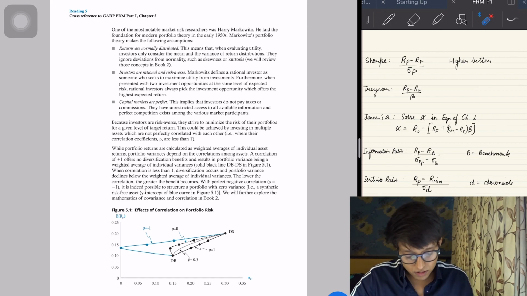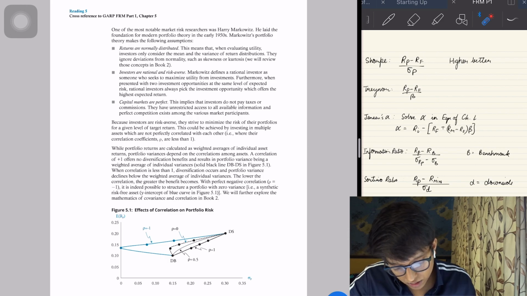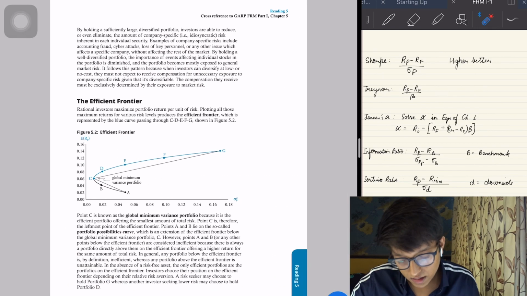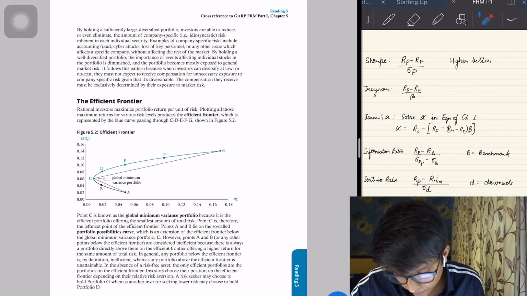Then the derivation of the efficient frontier is given through this plot over here. Nothing much to see over here. It just talks about correlation equal to 1, 0, and -1, the three different cases that I have already told you.